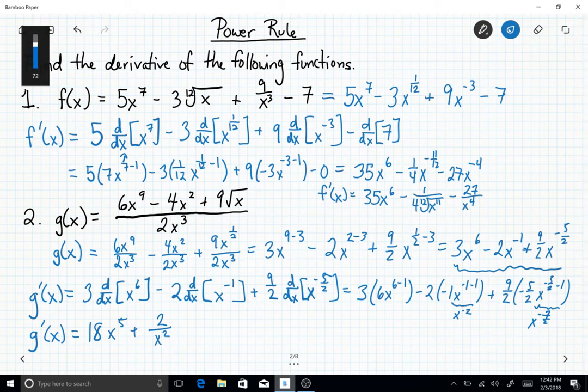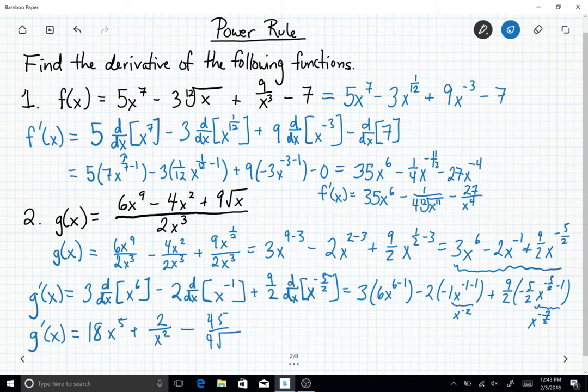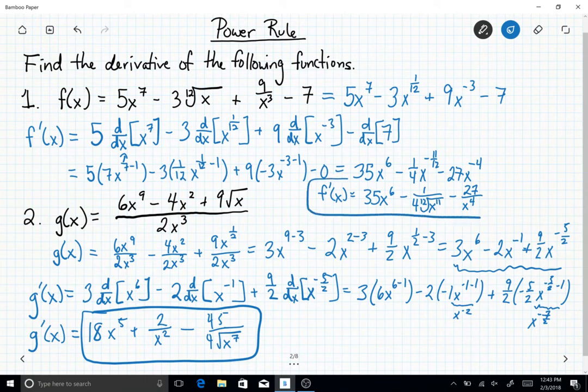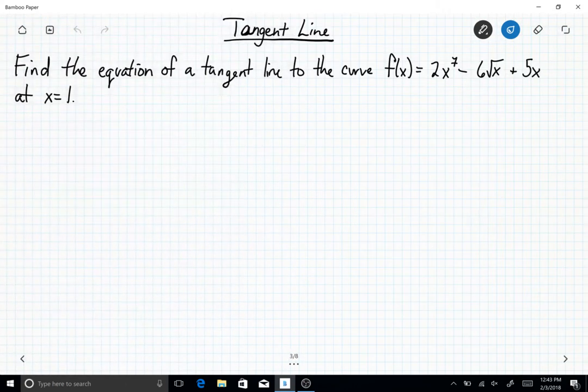So this thing becomes, and notice we have a plus 9 halves times negative 5 halves, I should say. And so we have 45 over 4, and then we get that square root of x to the 7th appearing in the denominator. And that's your final answer. Okay, and just like the other case, we had our final answer right there. Hopefully that makes sense in the power rule, because we're going to expand that notion to the product rule coming up here soon enough.